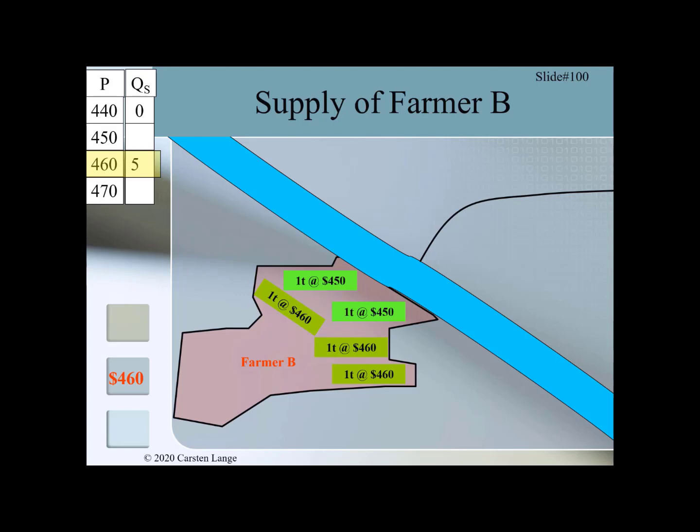If the market price increases further to 470, then our farmer can even cover the costs of the less fruitful fields, which would be 470. He doesn't make any profit, but he can at least cover his costs. And on the other fields, he would actually make a profit. What is his supplied quantity? 2 fruitful fields, 3 medium fruitful fields, and 3 less fruitful fields adds up to a supplied quantity of 8 tons.